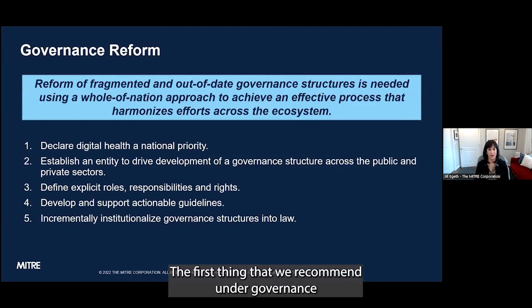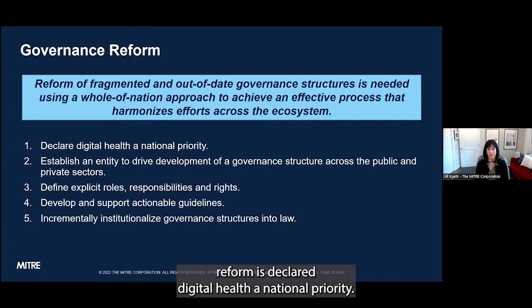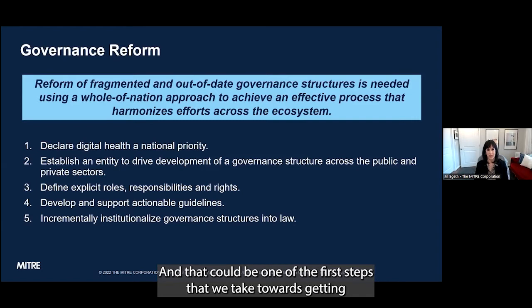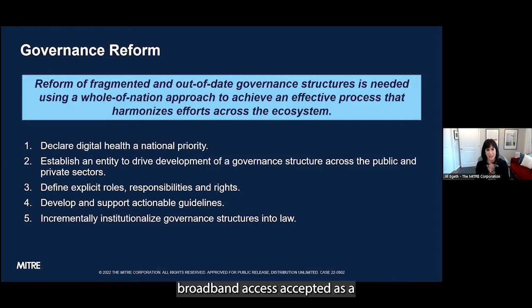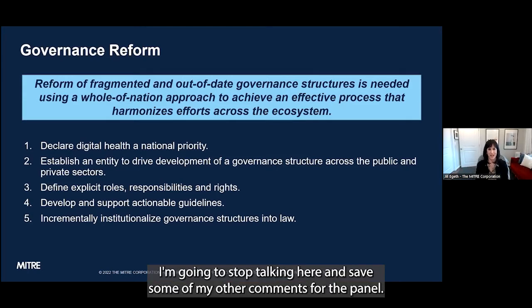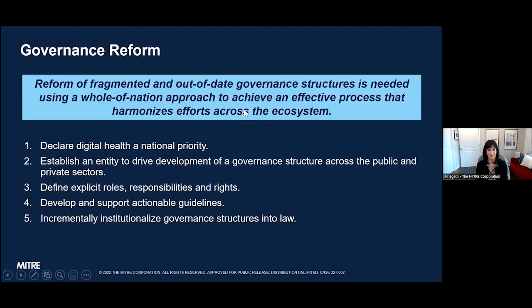The first thing that we recommend under governance reform is declare digital health a national priority. And that could be one of the first steps that we take towards getting broadband access accepted as a social determinant of health. I'm going to stop talking here and save some of my other comments for the panel.